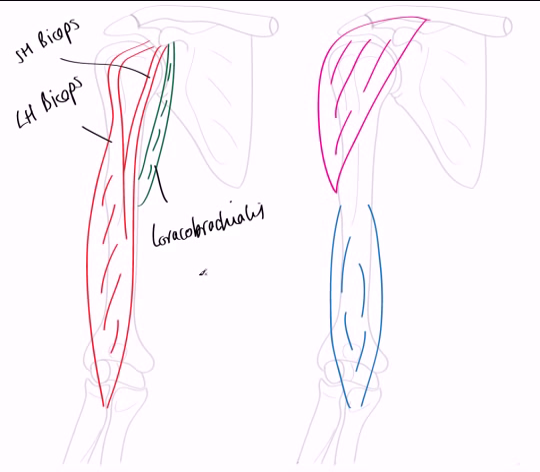Coracobrachialis is involved in both flexing and adducting the shoulder joint. Here in blue we have Brachialis, and Brachialis is the chief flexor of the elbow joint. And here in purple we have the anterior fibres of deltoid, and the anterior fibres of deltoid are associated again in helping to flex and medially rotate the shoulder joint.